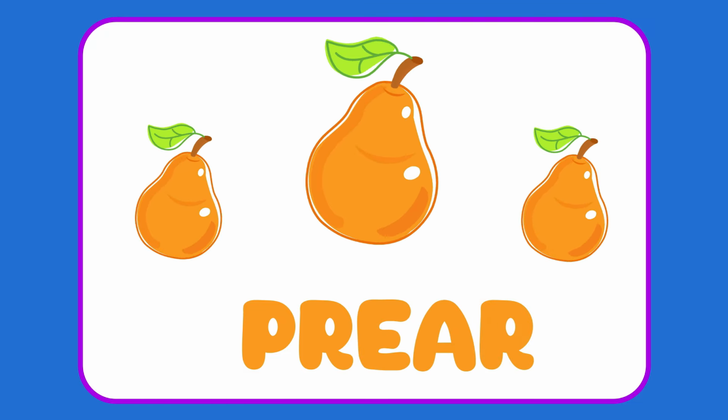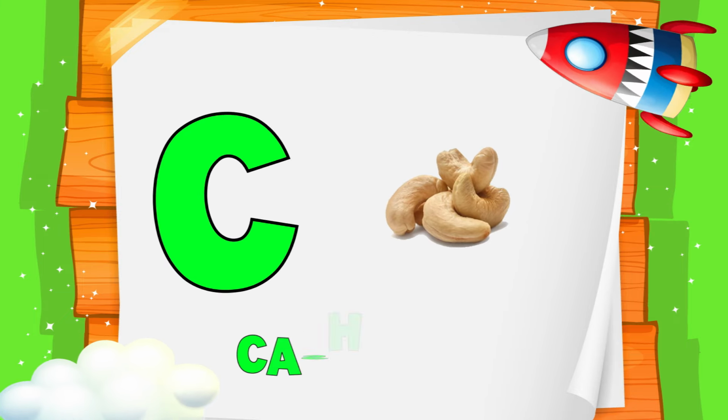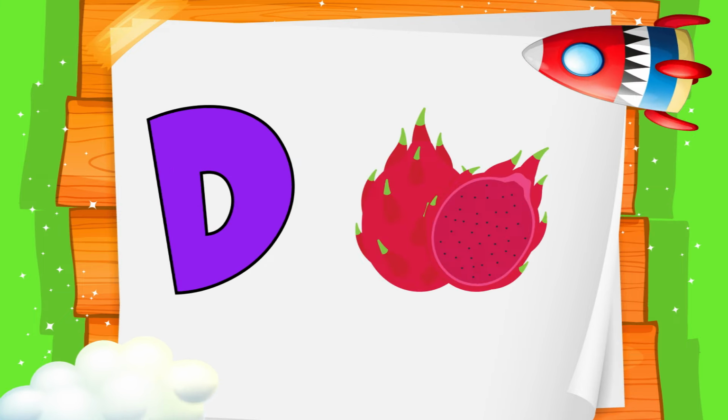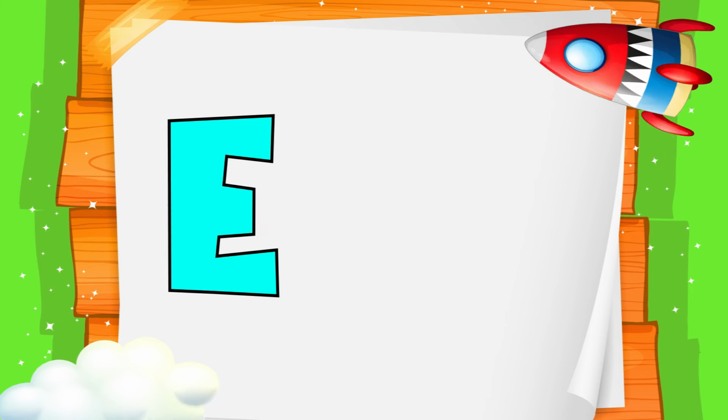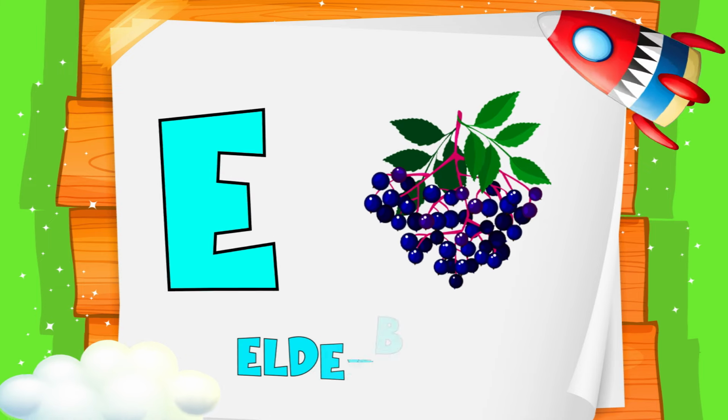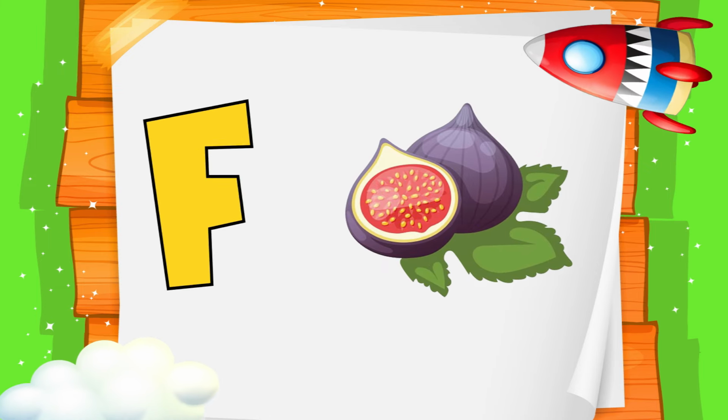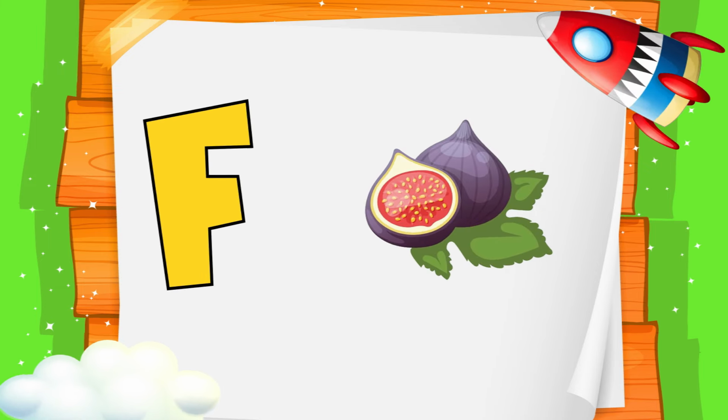A is for Amarilla. A, A, Amarilla. B is for Blackberries. B, B, Blackberries. C is for Cashew Apple. C, C, Cashew Apple. D is for Dragon Fruit. D, D, Dragon Fruit. E is for elderberry. Elderberry. F is for figs. Figs. G is for guava. Guava. H is for honeydew. Honeydew.